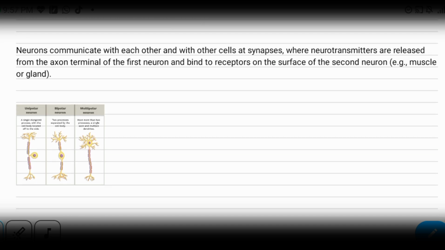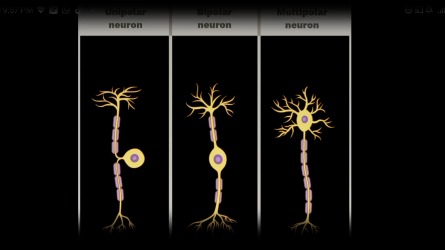So let's take a look at a few of these neurons. As you can see, this is a unipolar neuron. Its axon bifurcates into two processes. Next beside it is a bipolar neuron. It has two separate axons coming out from the cell body, and the other one is the multipolar neuron.